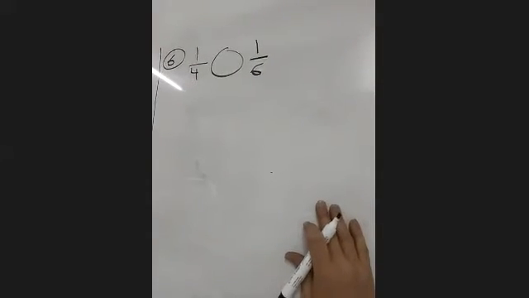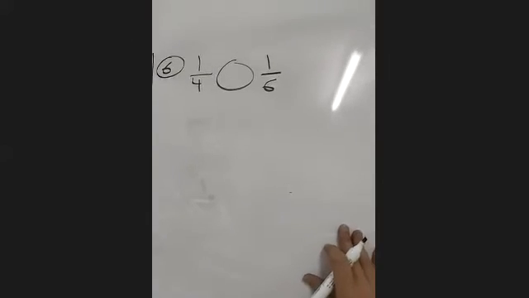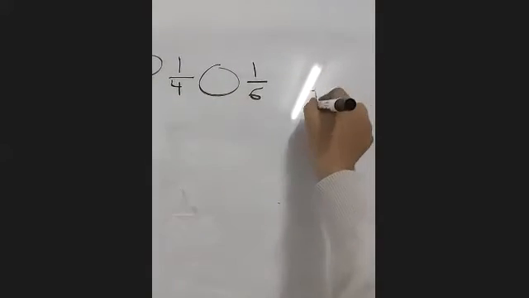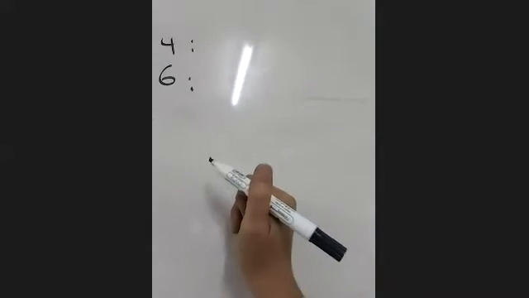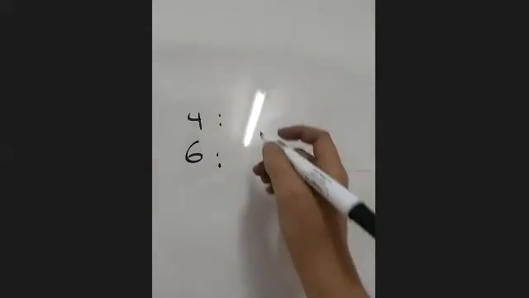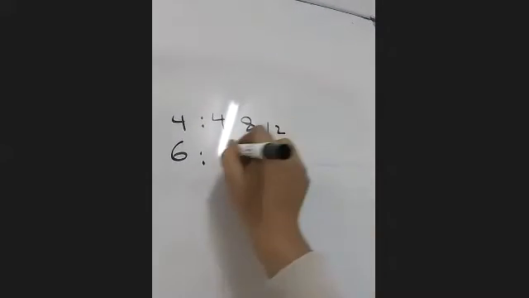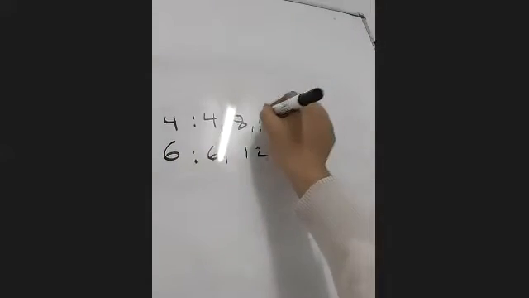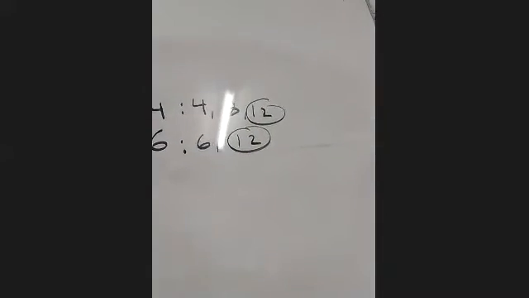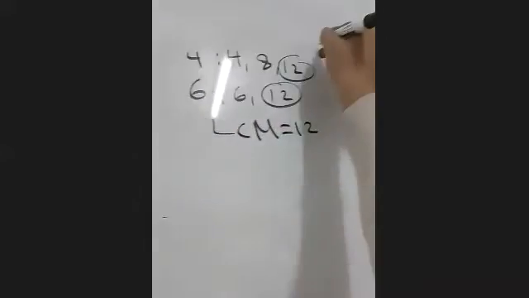So what we will do, we'll find the LCM for 4 and 6. Beside the question, we will find the least common multiple of 4 and 6. For 4, what do we have? 4, 8, 12. And for 6, 6 and 12. Good. What's the least common multiple? 12.